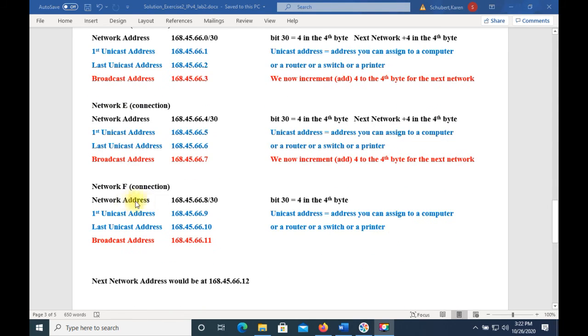And the last network, network F, begins at 168.45.66.8, that's the network address. Again, we needed to add 4 to the fourth byte to arrive at this network address. And again, we only have two unicast addresses, 168.45.66.9 and 168.45.66.10. And the highest address in network F, 168.45.66.11, of course, is the broadcast address. If we had to add another network, we would have to add 4 to the fourth byte, and so therefore that network would be at 168.45.66.12.